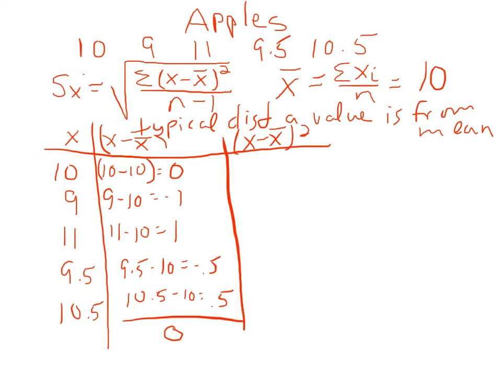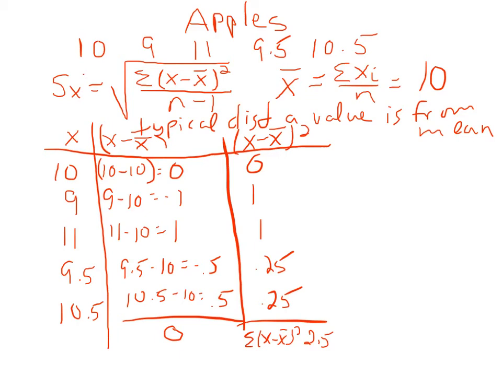Alright, so let's square all these values. We got 0, 1, 1, 0.25, 0.25, and I add all these values up now, and this is giving me this value. When I add all these values up, it gives me the summation of each of the x minus x bars squared. Alright, and so let's see, that would leave us with 2.5. Okay, so our squared deviations is 2.5.